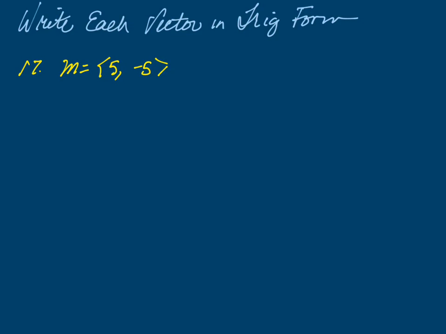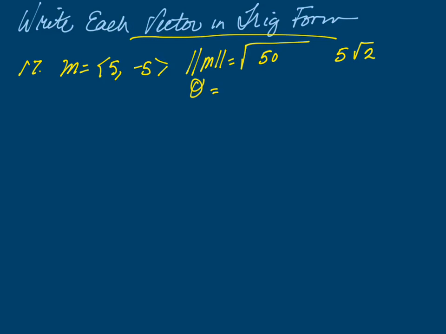Homework problem number 17 through, I guess, 22 asks you to write the vectors in trig form. So we need magnitude and theta, and we're in business. So the magnitude of m is equal to the square root of 25 plus 25, or the square root of 50, or 5 square root of 2. And theta is equal to the inverse tan of -1, and that would be in quadrant 4.